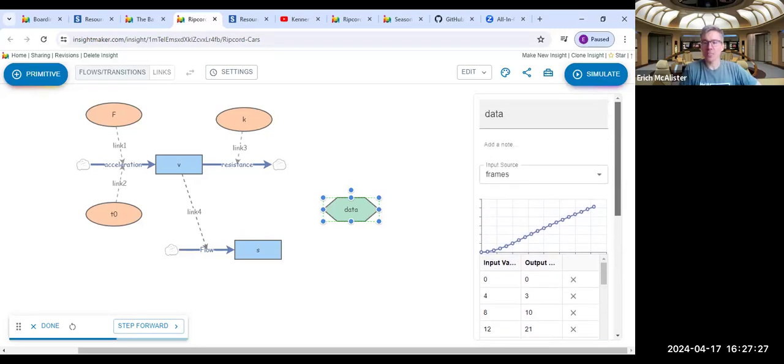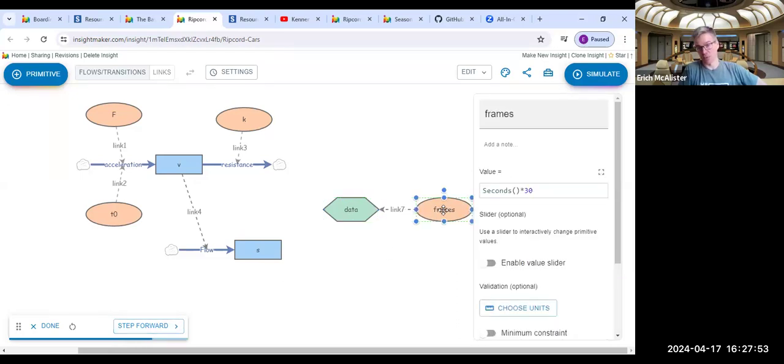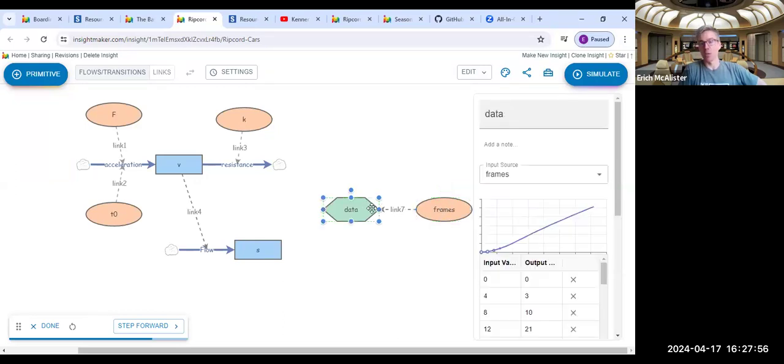The one thing I'm going to say here is that there's an input source called frames, and I haven't said what frames is. These input values aren't times. In the table, the inputs are frame values, how many frames per second. It's 30 frames per second. So I had to create another variable called frames, which is just equal to seconds times 30. That's what the input is in that first column. If I had chosen time instead, it would be different.